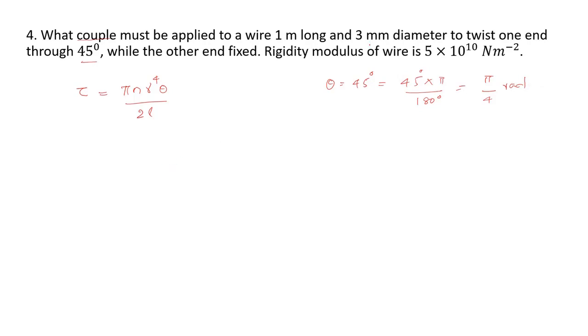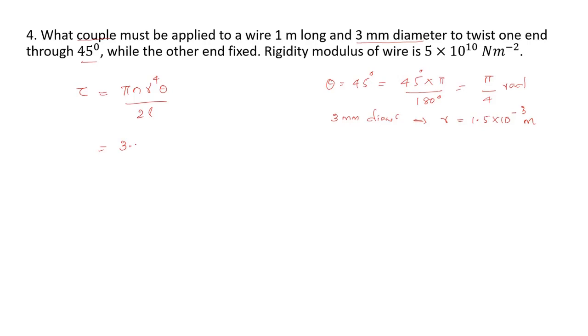And also what we are given is a diameter. We have 3 millimeter diameter. So let's convert it into radius. So the radius of this material is 1.5 into 10 to the power negative 3 meter. So let's substitute into the equation.